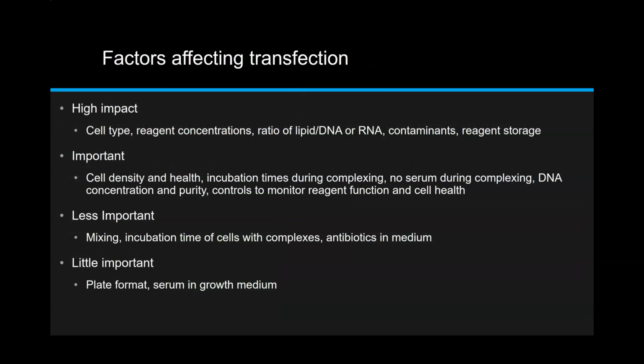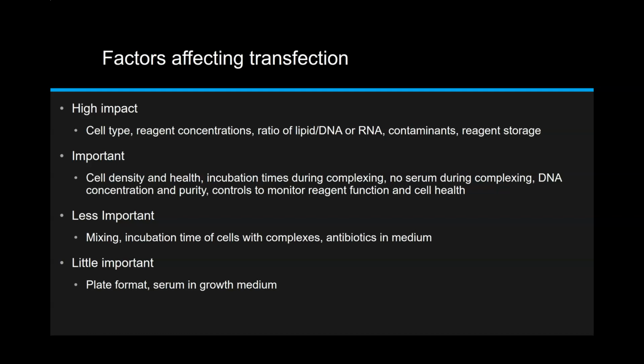There are many factors that can affect the success of your transfection. The most important factors are the cell type you choose, the concentration of your reagents, the ratio of your reagents, the presence of contaminants that may exert toxicity on your cells, and the storage of your reagents that could affect the potency. Also important are the health and growth state of your cells. Remember that log phase is the best phase to work with cells. Also, the medium you are using. These methods require the removal of serum from the surroundings. Serum has many proteins that can interfere with the reagents.